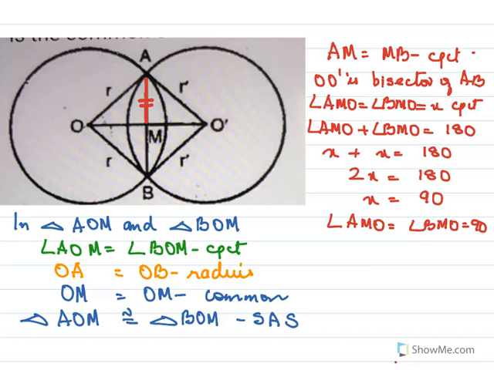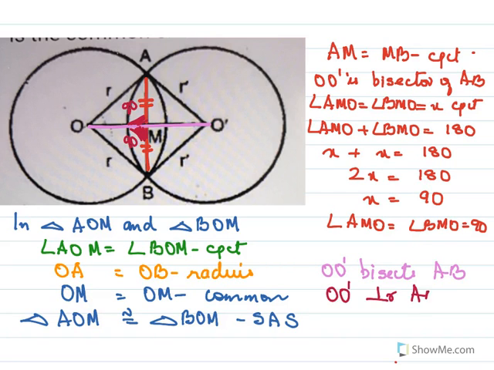First we proved these two are equal, which means that OO dash bisects AB. And now we have proved these angles are 90. This angle is 90 and this angle also is 90. So now we can say that OO dash is perpendicular to AB. So it becomes perpendicular bisector. So OO dash is perpendicular bisector of AB.